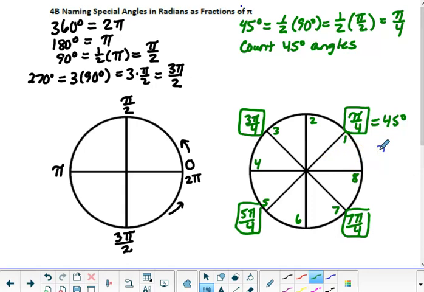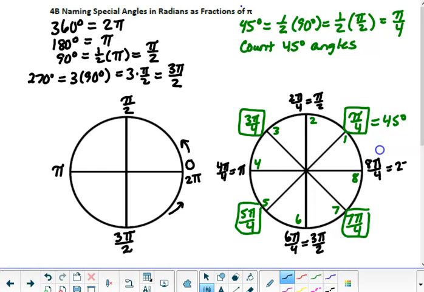So I just want to write down a couple of those just to show you. This would be 2 pi over 4, which is the same as pi over 2. This would be 4 pi over 4, which would be the same as pi. This would be 6 pi over 4, which would be the same as 3 pi over 2. We're just reducing the fraction. This would be 8 pi over 4, which would be the same as 2 pi.